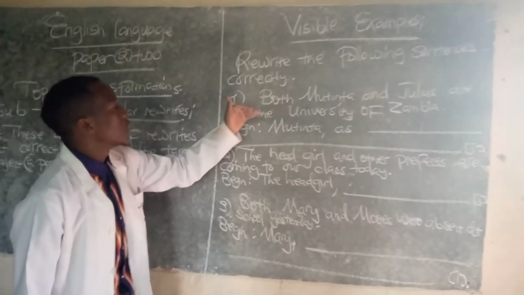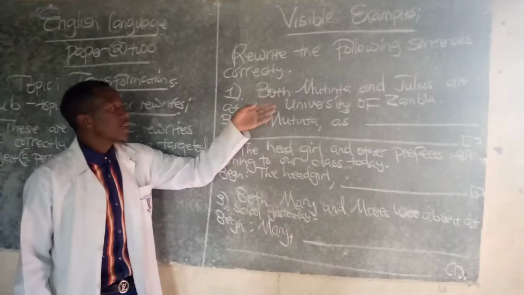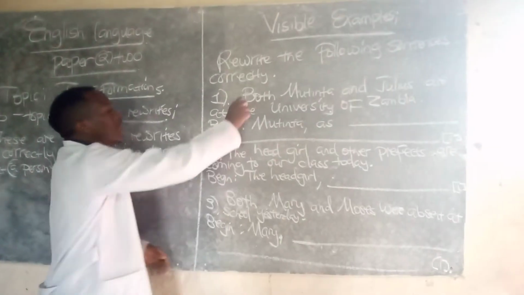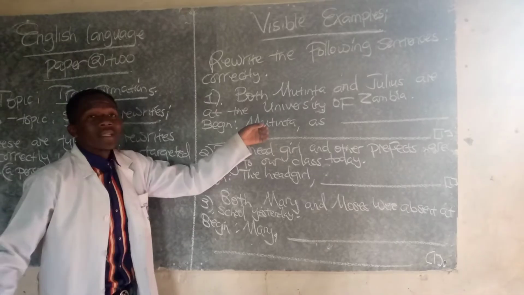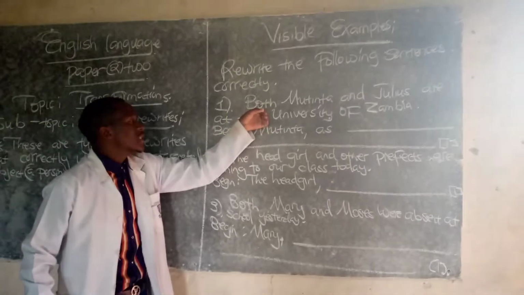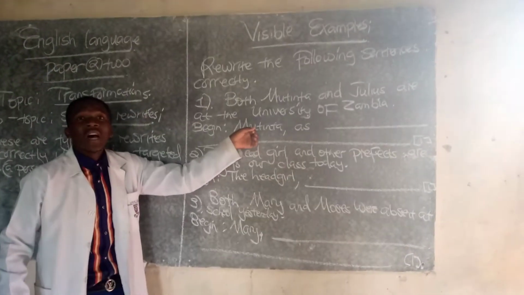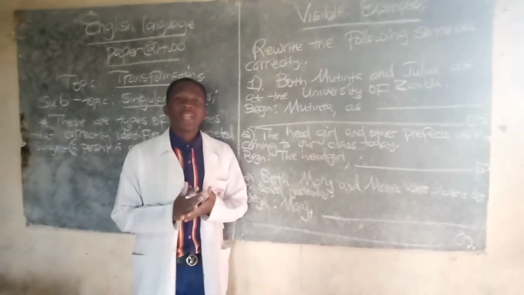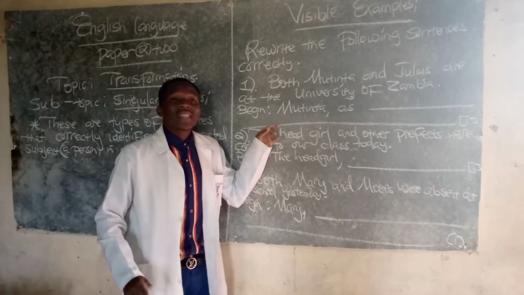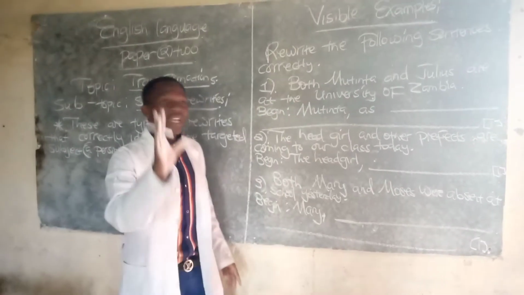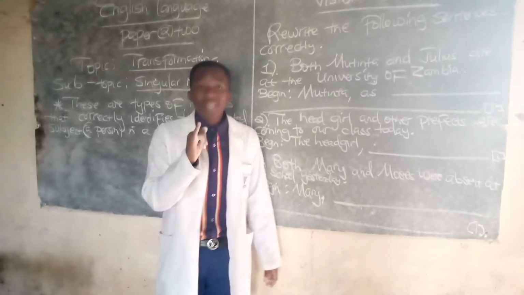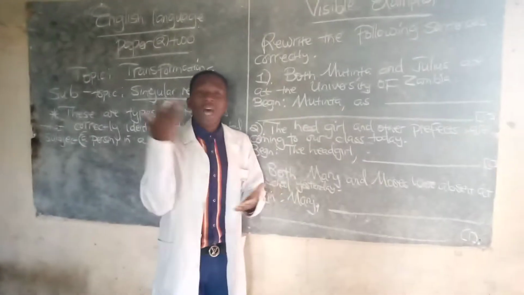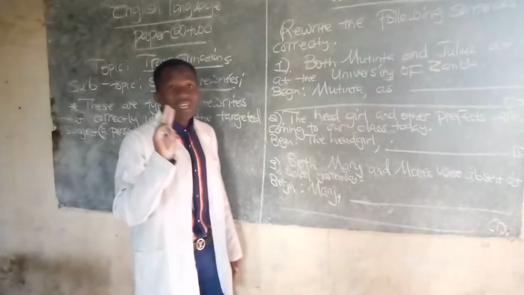A good example is here. Both Mutinta and Julius are at the University of Zambia. Begin Mutinta, as dash. Meaning this sentence is complete, this sentence is incomplete. The idea of the first sentence should be the same as the idea of the other sentence which we are going to write on our own. Whenever you are rewriting, we only maintain the meaning, but the language can be maintained or it can be changed depending on how best you are trying to maintain the meaning of both sentences.